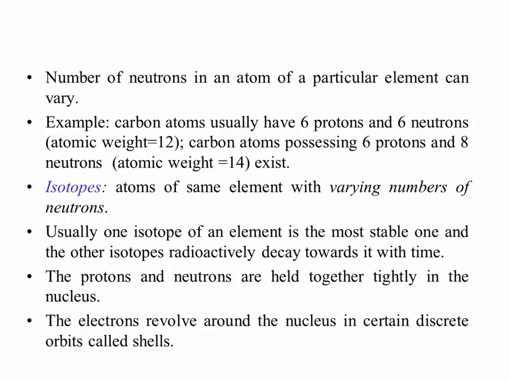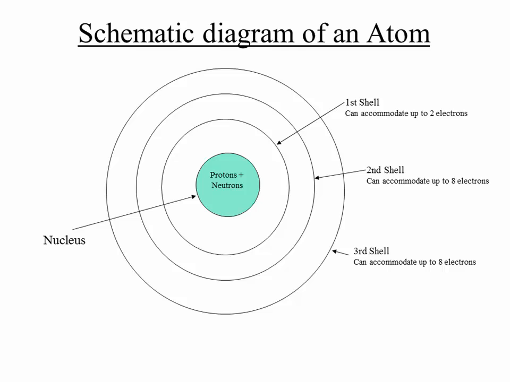The protons and neutrons are held together tightly in the nucleus, while the electrons revolve around the nucleus in certain discrete orbits called shells. This is a typical schematic diagram of an atom. In the center you have the protons and neutrons inside the nucleus, and around it you have these shells.